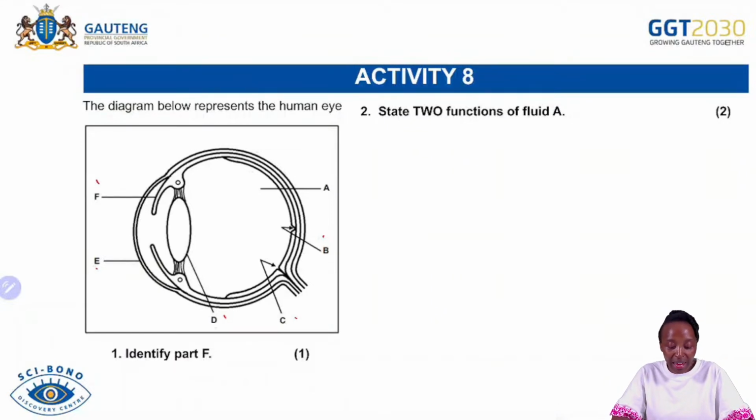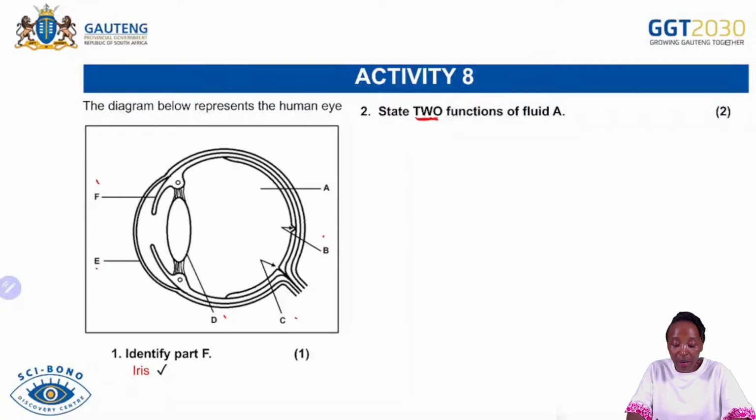So now you know all the parts that are indicated there. So what is part F? Part F is the iris, this part that has the radial and the circular muscles. So part F is the iris. And then the second question is, state two functions of fluid A. Problem is, if you don't know your labels, you've already lost marks, because if you don't know what part F is, you won't know that this is the iris. They say here, name the two functions of fluid A. If you don't know what fluid A is, you won't be able to state the two functions.